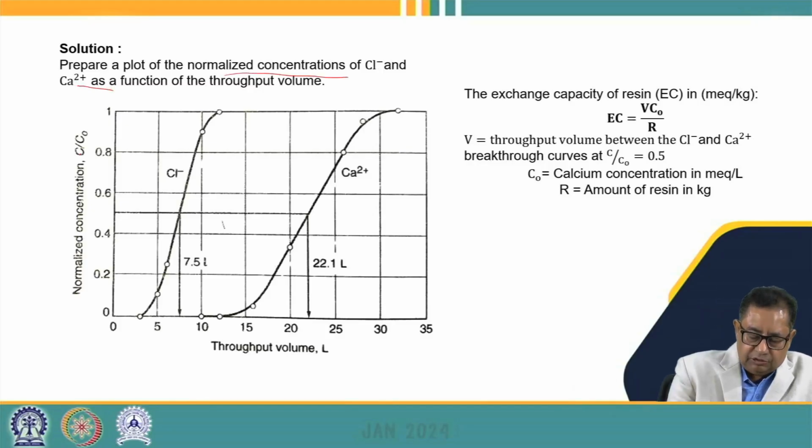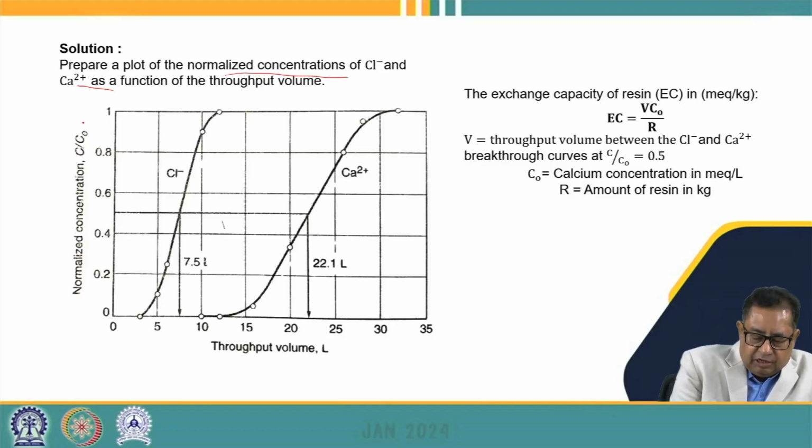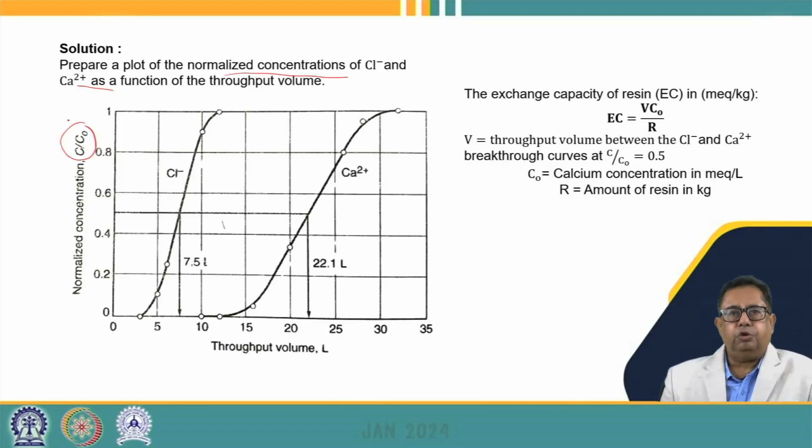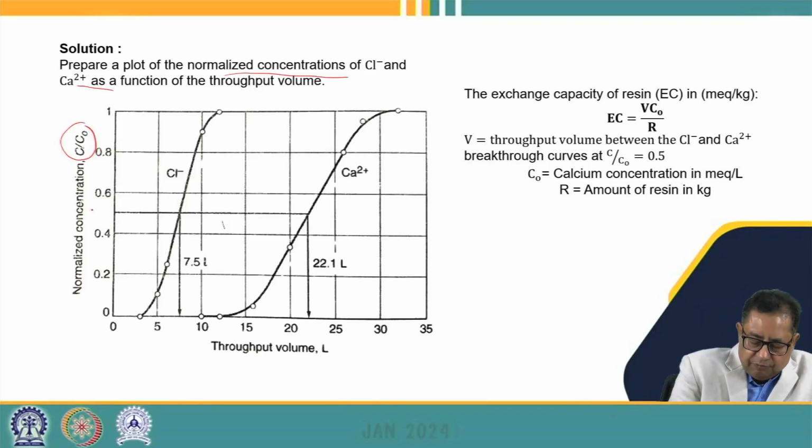So normalized concentration means the concentration coming out of the effluent divided by the initial concentration that we have put onto the ion exchange column. So basically C by C naught will ultimately become equal to 1, right? Then if we want to find out the point at C by C naught equal to 0.5, we can find out the throughput volume that has gone through.